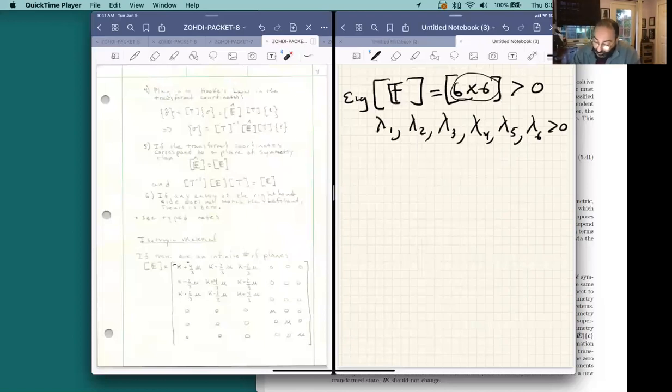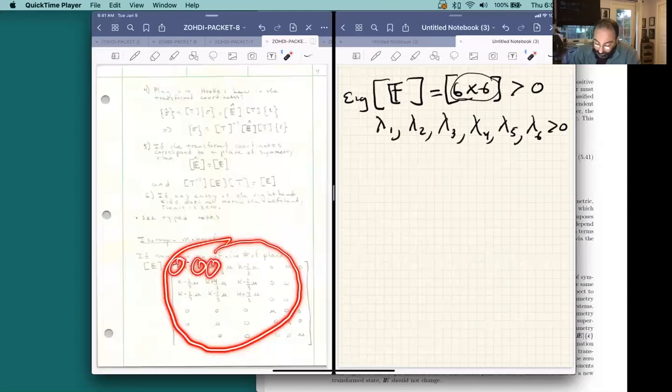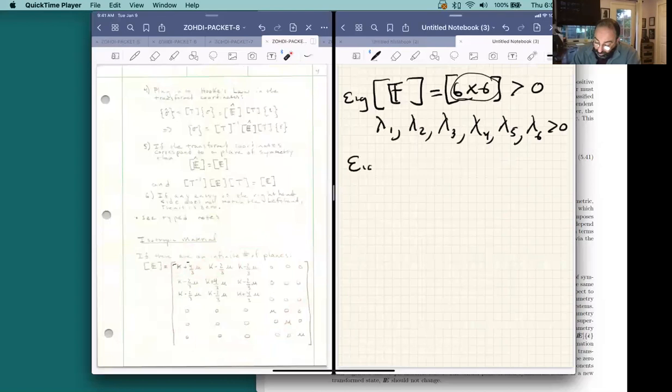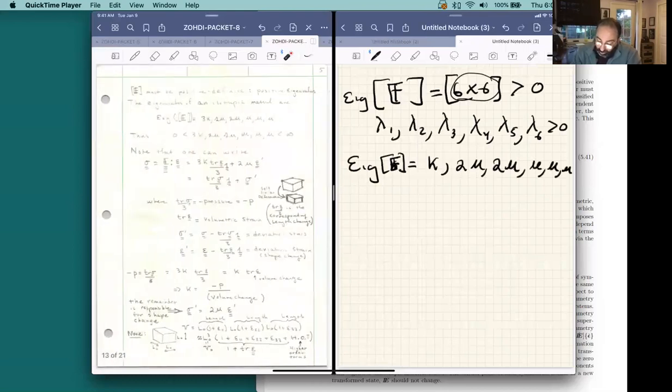It turns out, however, when the matrix has this kind of form, kappa and mu, and so forth, that the eigenvalues of E actually happen to have a very specific format. They are equal to 3 kappa, 2 mu, 2 mu, mu, mu, and mu. So it turns out that the eigenvalues are all greater than or equal to 0.